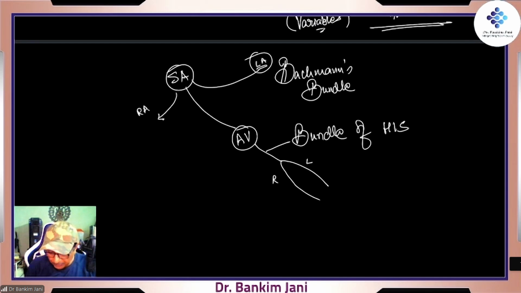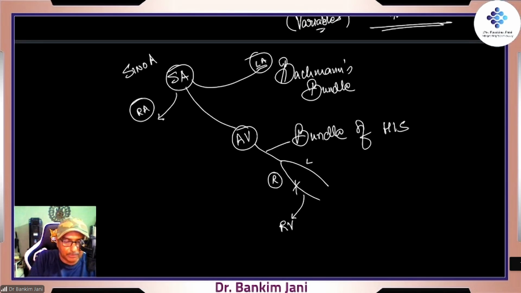It means we are simply talking about where the problem will occur. The problem will occur in the right bundle branch. The right bundle branch will be supplying what? The right ventricle, not the right atrium, because the right atrium has been supplied directly by the SA node, or the sinoatrial node.